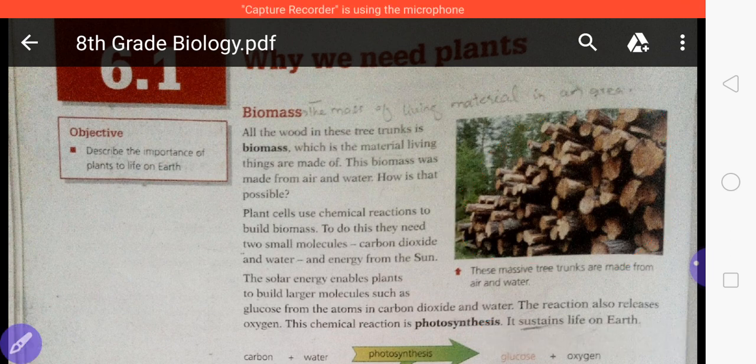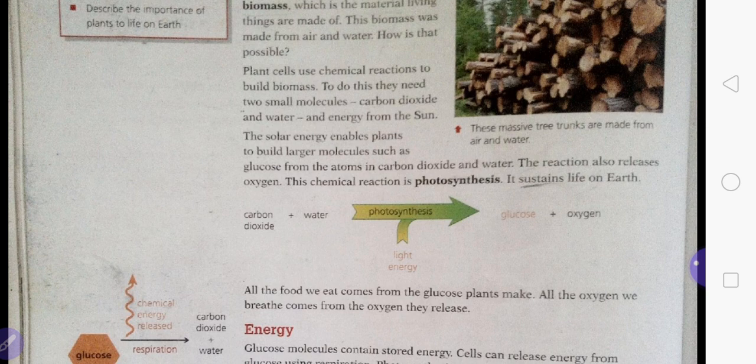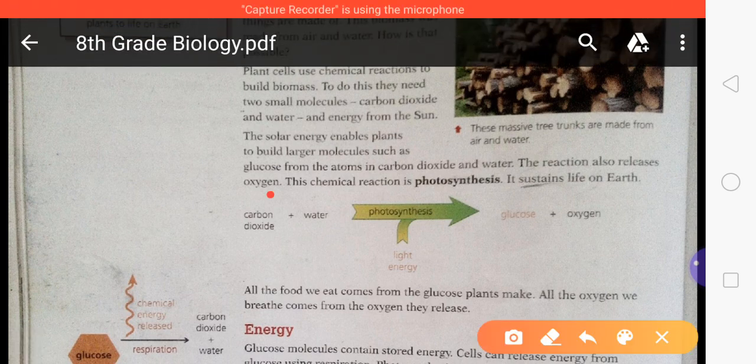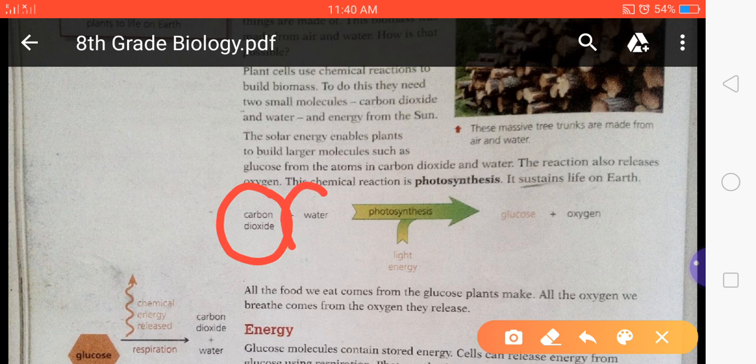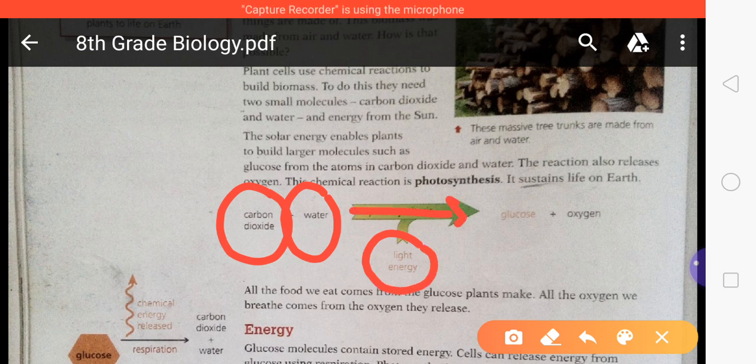Look, plants take a few important materials from their surroundings. Plants take carbon dioxide through their leaves, and they take water through their roots. They take these two materials to the upper parts of the body, like the leaves, and they also take the sunlight, which has a great amount of energy, and they perform a special process that is called photosynthesis.